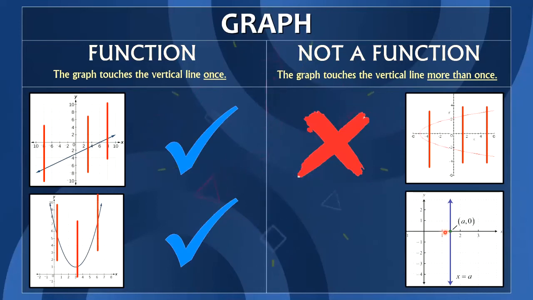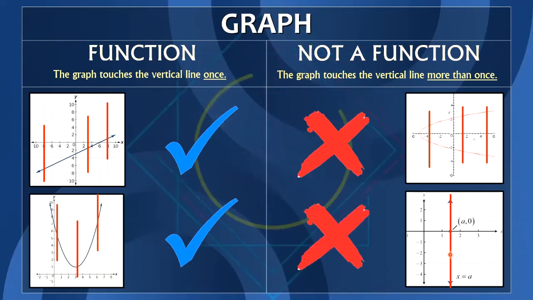And for the last example, we have here a vertical line, a vertical graph. If we put a vertical line, so ni overlap yun siya, no? So obviously, it is more than one. So murag tanang point sa ato ang graph, ni touch yun sa ato ang vertical line. Therefore, it is not a function.